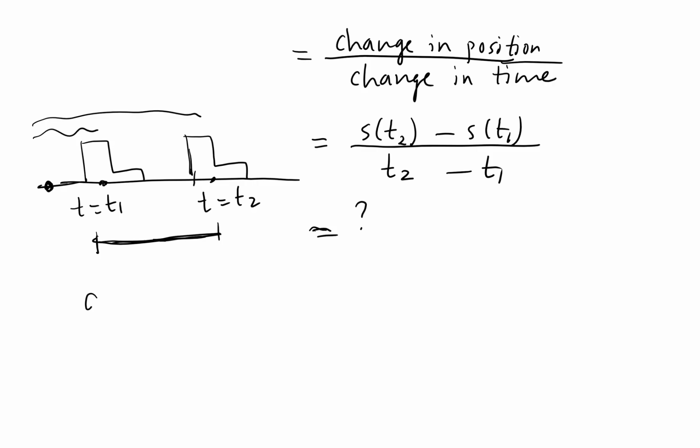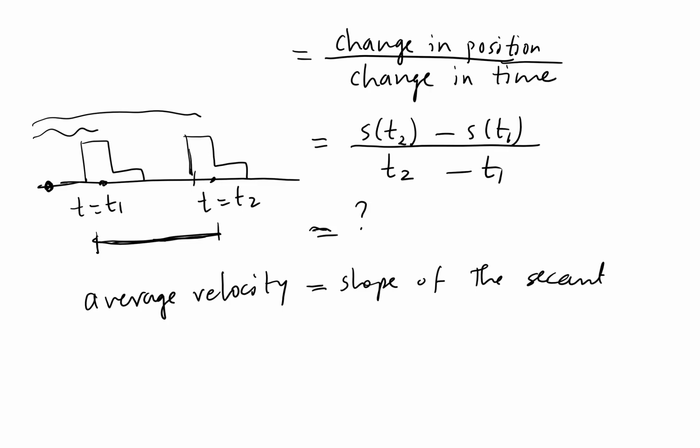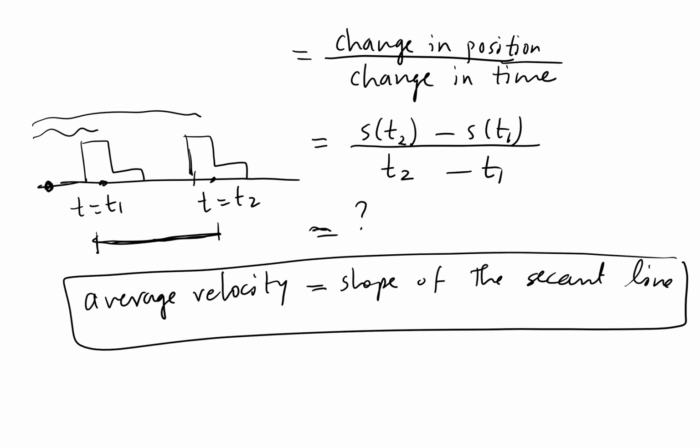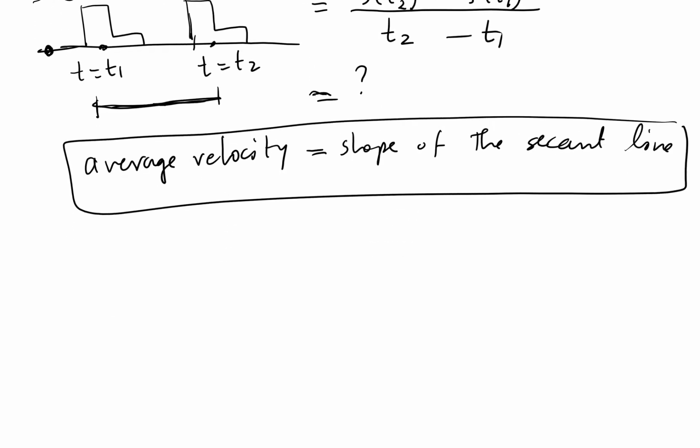This tells us that the average velocity equals what? From here we can say that the average velocity is the slope of the secant line. That's what the average velocity is: the slope of the secant line.